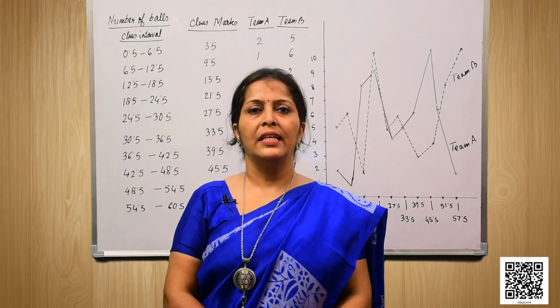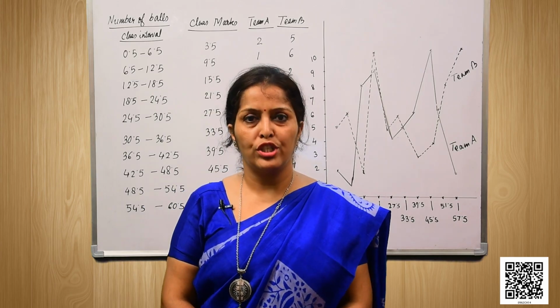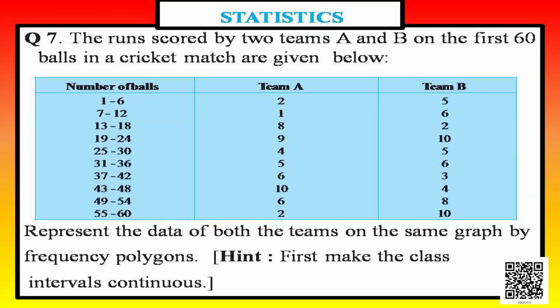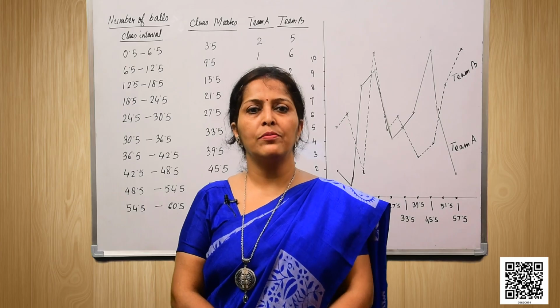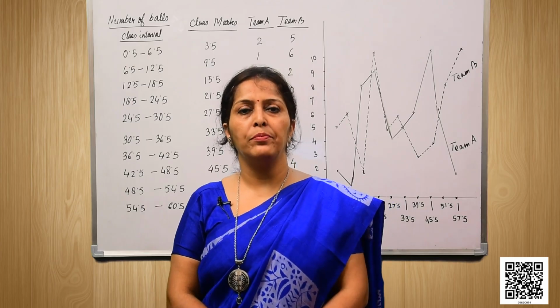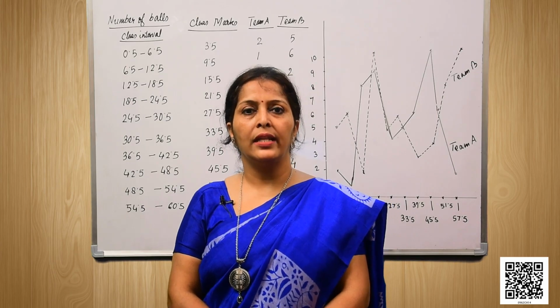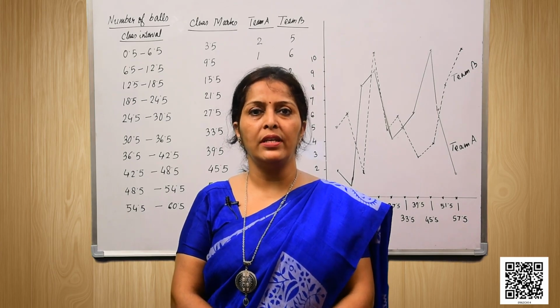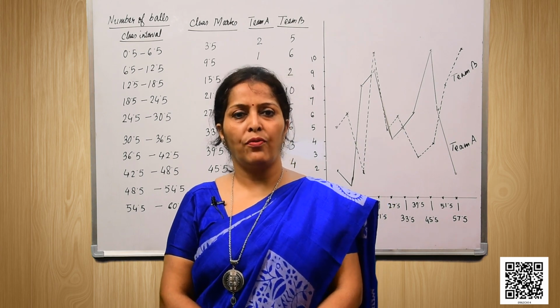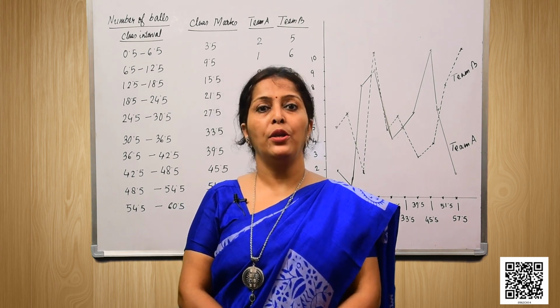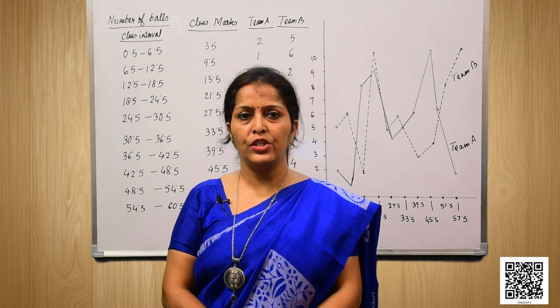So students, here is the solution of question number 7 on the board. The class interval was given as 1 to 6, 7 to 12, 13 to 18 and so on. You must have noticed that there is a gap between the two rows. First one is 1 to 6 and the second one is starting from 7 instead of 6. So for that we have to make a new class interval for each one of them.